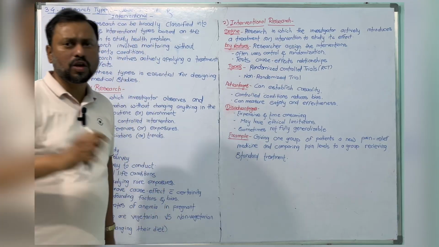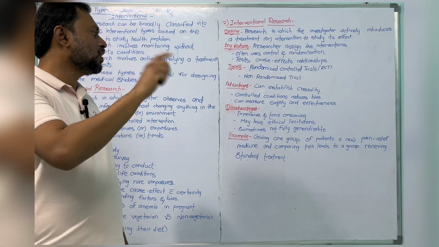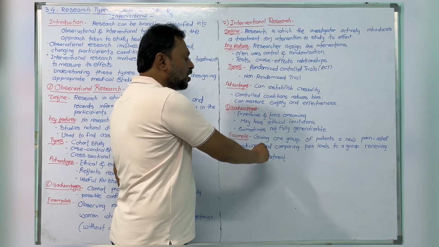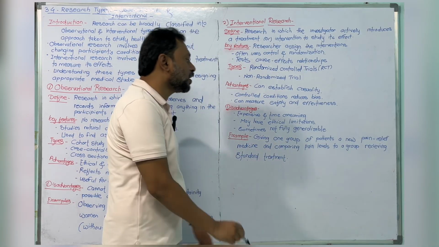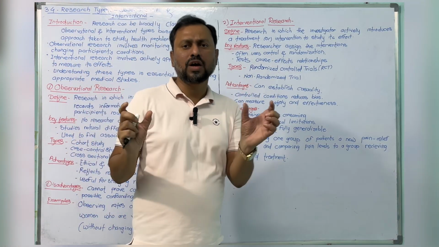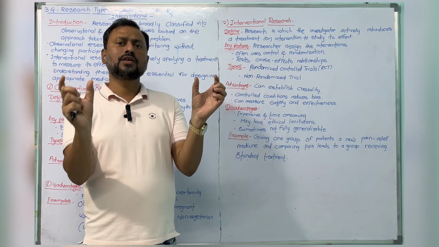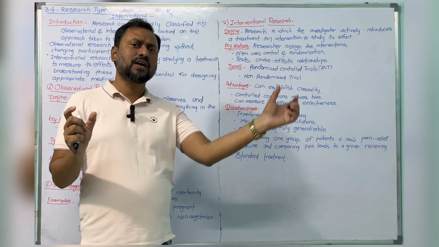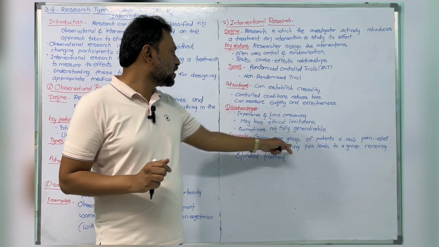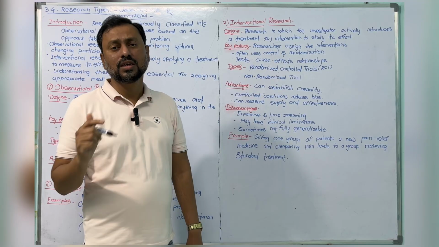For example, if you are taking two groups, one a control or standard group and one a treatment group, you give one group of patients a new pain relief medicine or analgesic and compare the pain level with the group on standard treatment. Suppose you have taken two groups of patients, 10 or 40 patients. One group is given the standard drug, and you compare it with the new drug. This is the comparing. Now we observe what the result is. This is the interventional study.